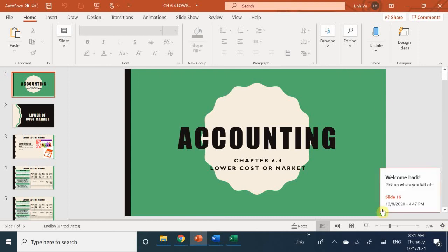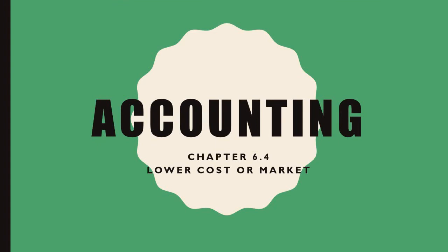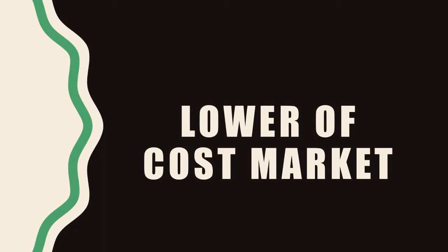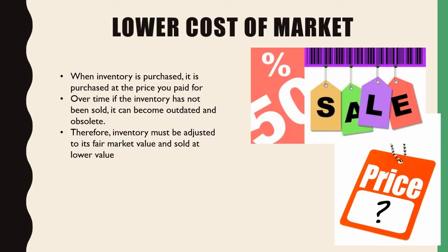Okay, so here is the last section in chapter 6. What we have here is going to be lower cost of market. Okay, so what is lower cost of market? Now, every time we make an assumption that we make purchases of inventory, we also have to understand that there is a potential that inventory can be adjusted and the value of the inventory loses its value over time or increases its value over time.